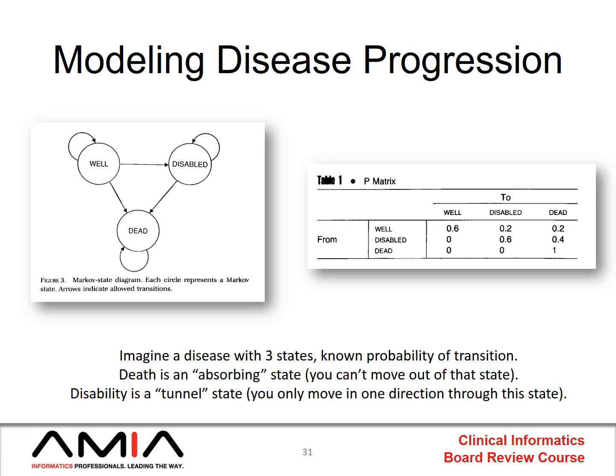And finally, there's no outbound probabilities for death. There's only the single probability that you will stay dead, or 100%, and that's why there's a 1 in the bottom right value there. And there are terms for these kinds of states. Because you can only move in one direction through the state of disability, it's known as what's called a tunnel state. You can only move through it in one direction. And death is what's known as an absorbing state because you cannot move out of it. That all things eventually become absorbed into that state.